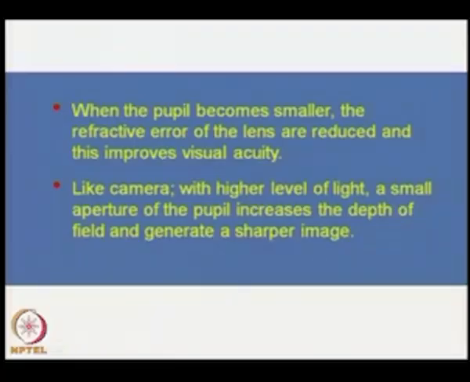When the pupil becomes smaller, the refractive error of the lens is reduced and this improves visual acuity. Like a camera, with a higher level of light, a small aperture of the pupil increases the depth of field and generates a sharper image.